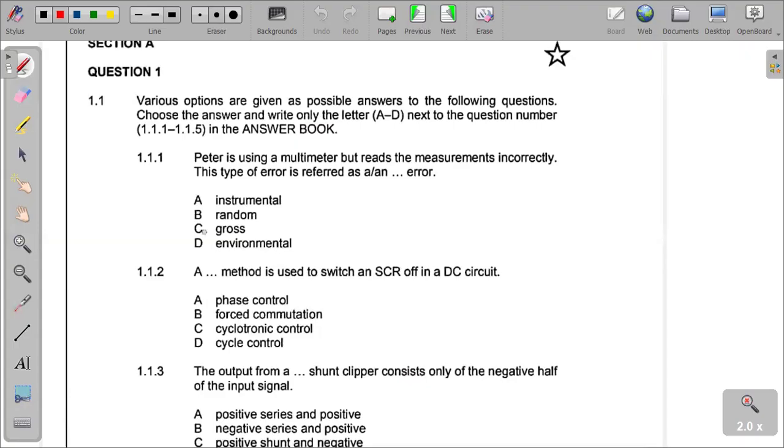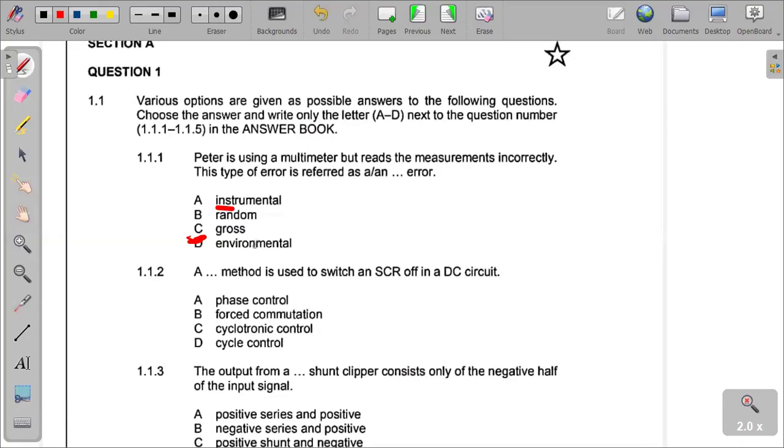Just out of interest, I want to highlight the other ones again. We have 3 types of errors. We have gross errors, which are a direct result of mistakes made by humans. And of course, we have systematic errors, which are classified into 2 categories: instrumental errors and environmental errors. So instrumental and environmental fall under systematic errors. Then lastly, we have random errors, which are just caused by unknown factors. So we call them random errors. These are the errors that we have.